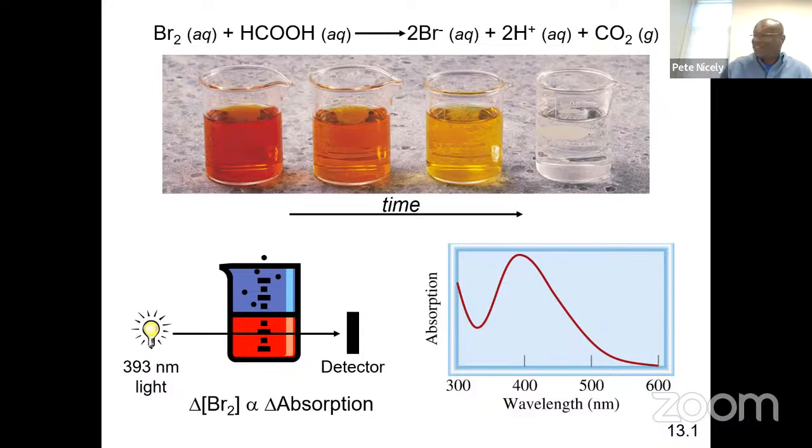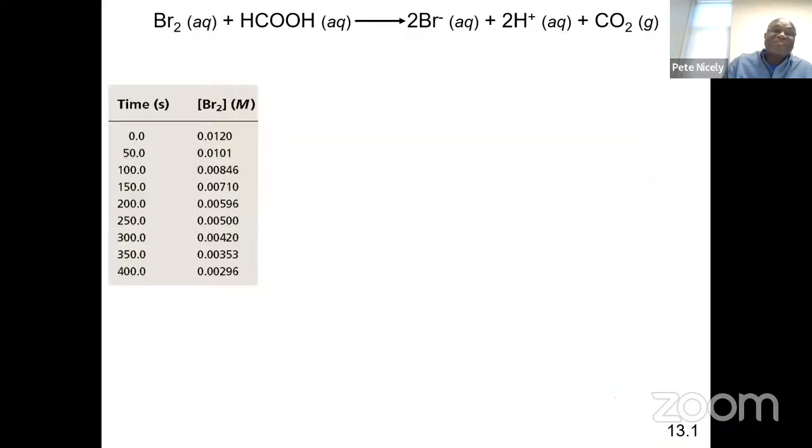And in other cases, you'd have to monitor some other properties, all right? Okay, so let's delve into this reaction a bit further. Somebody did this experiment and collected this data. The data that you're looking at here is the concentration of bromine as time progresses, right? At 0, the concentration was 0.0120, and then after 50 seconds, the concentration decreases to 0.0101, and so on and so forth, right?